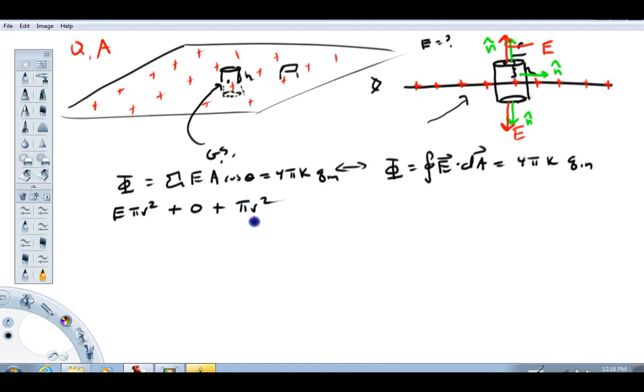And all three surfaces have been considered. So I have summed up all the EA cosine thetas on that can, and that equals 4 pi k times the charge inside the surface. If we talk about what this would look like if we're working the integral form of this equation, it looks basically the same.